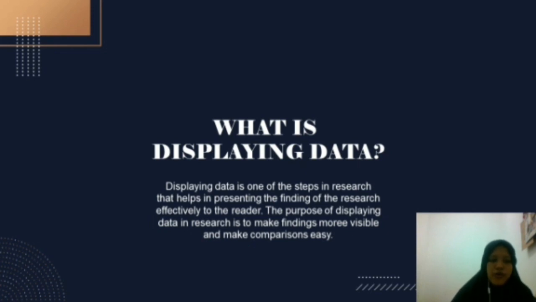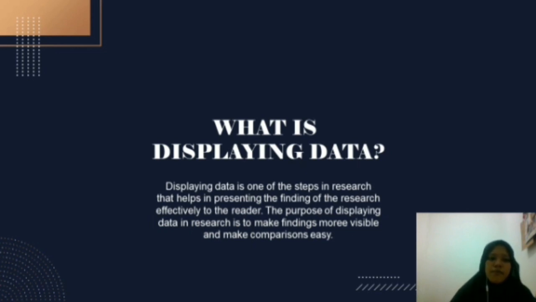presents the research in front of the research committee, they will easily understand the findings of the research from the displayed data. The readers of the research will also be able to understand it better. Without the displayed data, the data looks too scattered and the reader cannot make inferences.